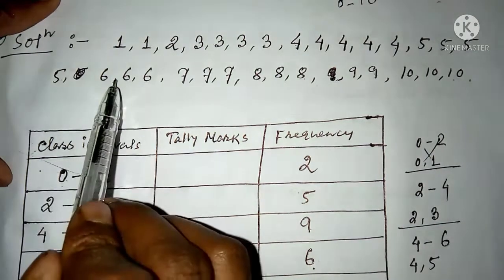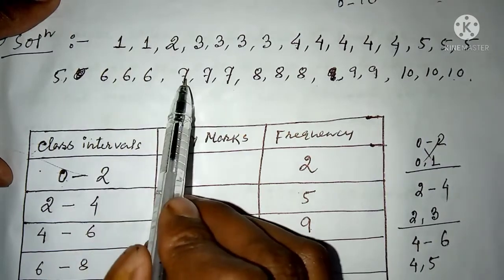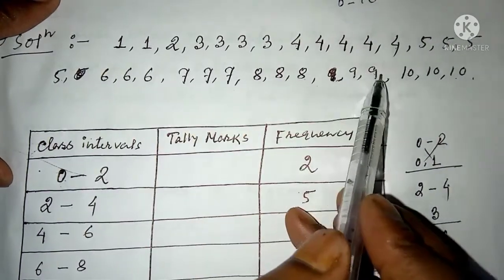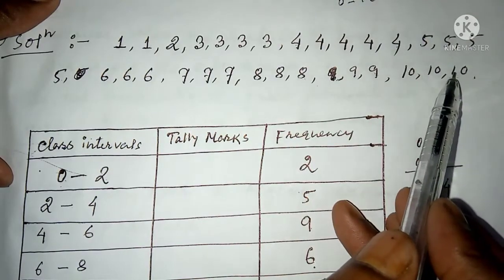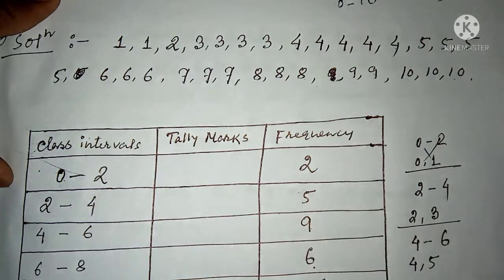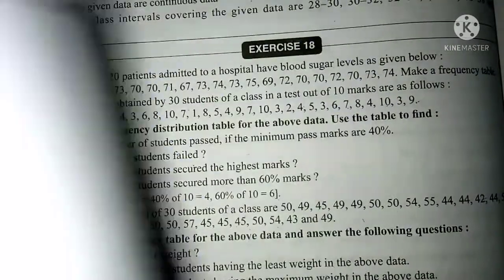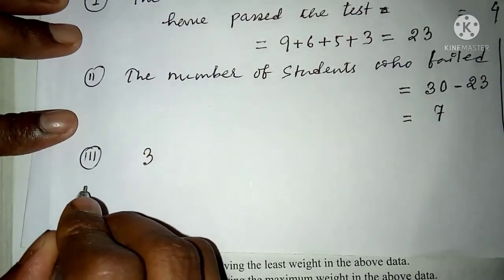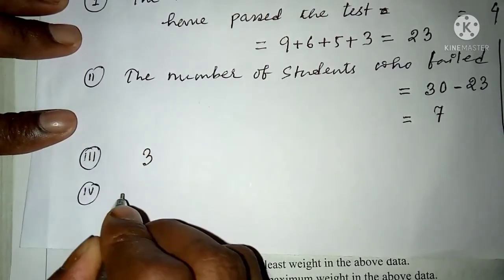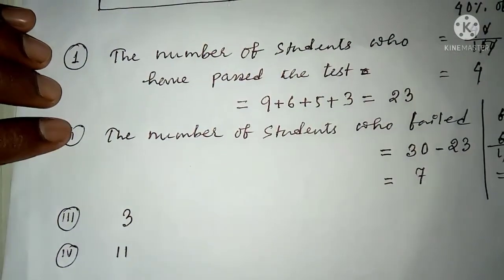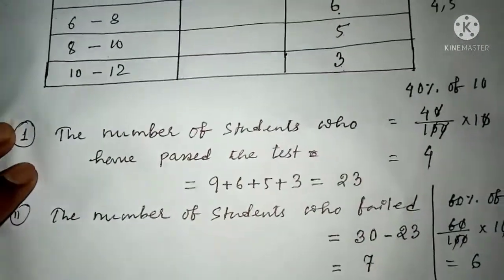More than 6 means you cannot count 6, so you count here 7 to 10. 1 2 3 4 5 6 7 8 9 10 11. That means 11 students have secured more than 60%. So your answer you can write here. Answer to the fourth one will be 11. So hope all of you have understood. It's very easy. So here we have finished our question number 2.